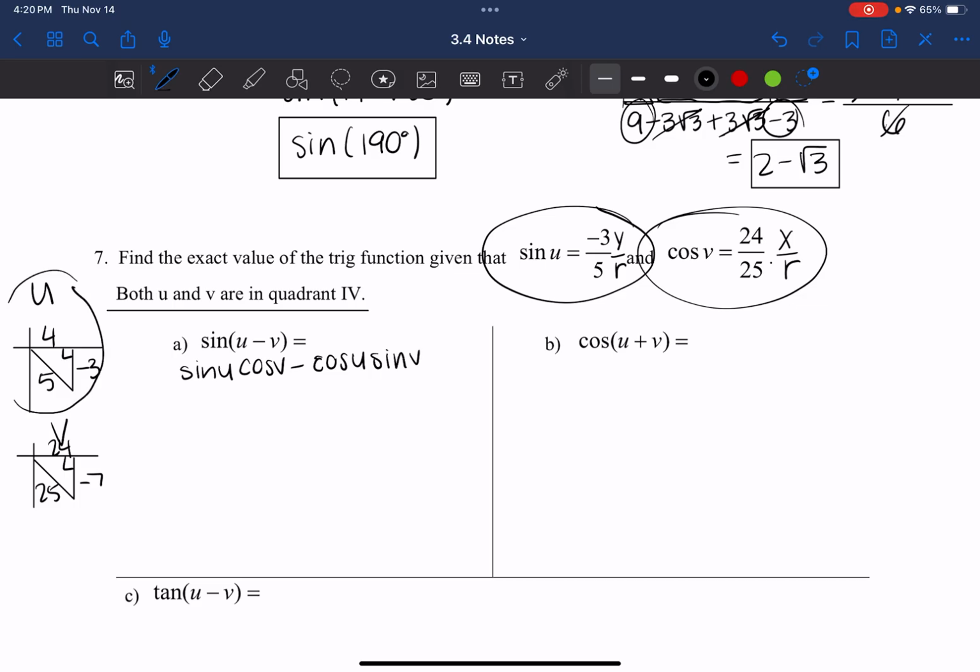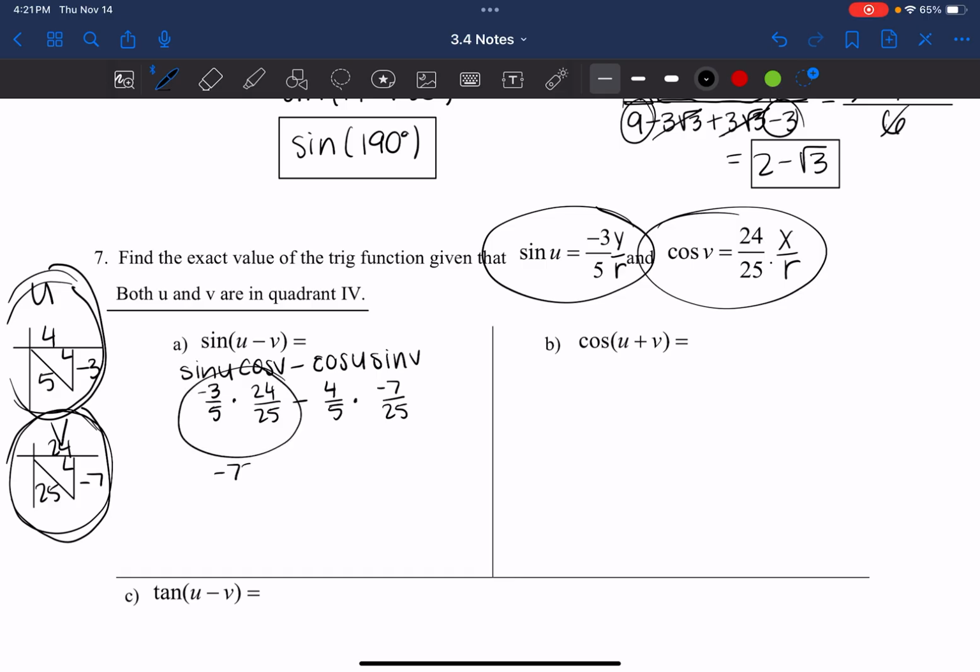All right, so sine of u, that would be the first triangle we drew. Sine of u is negative 3/5 times cosine of v, which comes from this one, would be 24 over 25. Minus cosine of u, cosine would come from this, that'd be x over r, so that would be 4/5 times sine of v, sine would come from this one, that'd be y over r, negative 7 over 25. So we multiply these fractions and we get negative 72 over 125 minus, we multiply these fractions, we get negative 28 over 125. We do have a common denominator, so I can add those together. These two negatives become a positive. It's negative 72 plus 28, which is negative 44 over 125.